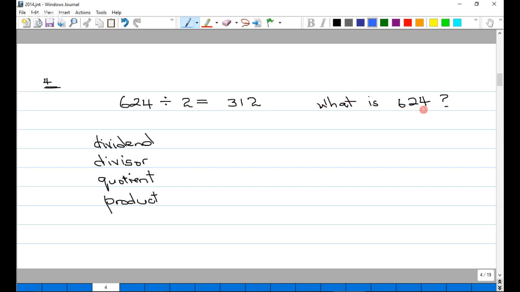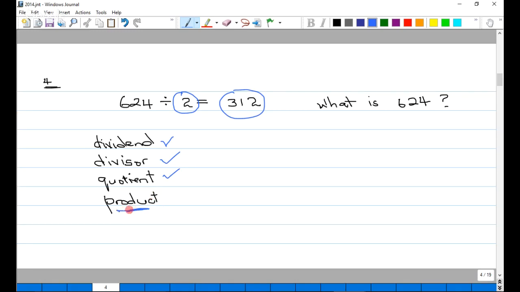What is the 624 called? Is it the dividend, the divisor, the quotient, or the product? Dividend. So the dividend is correct. What would the 2 be called? The divisor. Good. And the 312 would be the quotient. Okay. Are we going to have product in this particular problem?